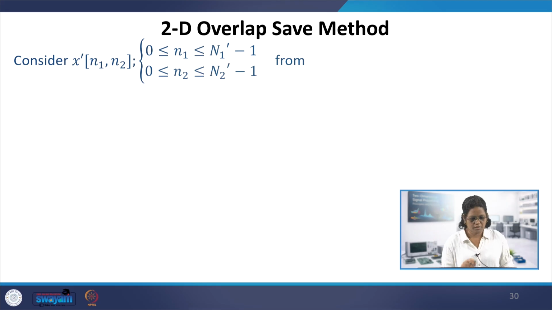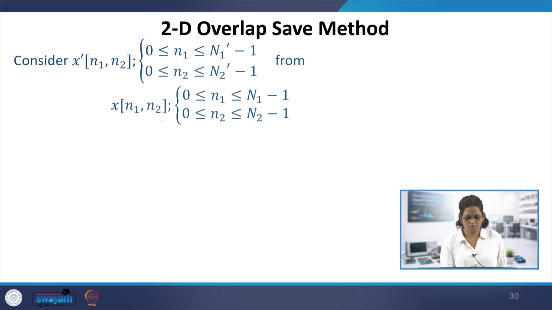Now the overlap save method. If we take the overlap save method, consider this X dash of n1 comma n2, which should have the region of support n1 dash and n2 dash. We can see from X of n, that is n1 and n2, that we had.